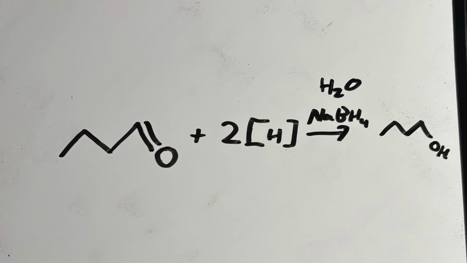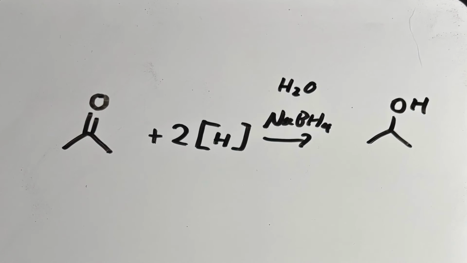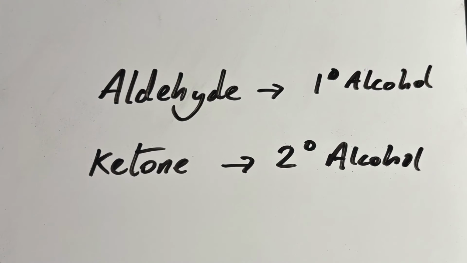Now, you can change an aldehyde back into a primary alcohol by reducing it with a reducing agent. We're going to represent our reducing agent with an H in square brackets, like we represent our oxidizing agent with an O in square brackets, and the reducing agent we're going to be using is NaBH4, which I've written there. And you can do the exact same with ketones to form a secondary alcohol. So when you reduce an aldehyde, you always get a primary alcohol, and when you reduce a ketone, you always get a secondary alcohol.